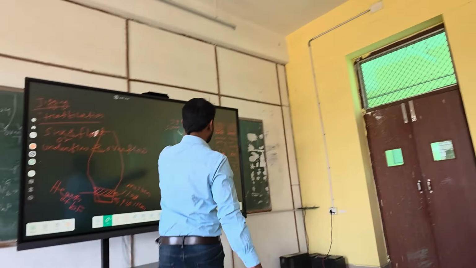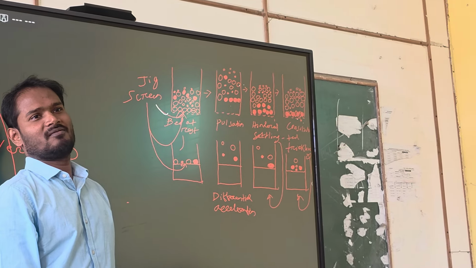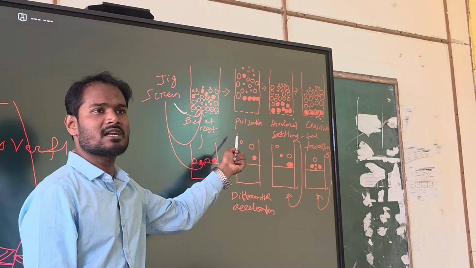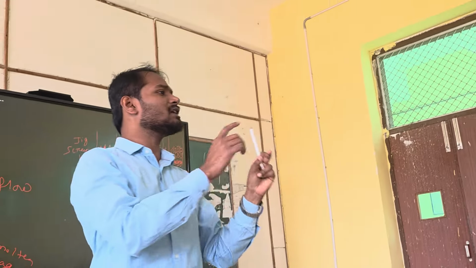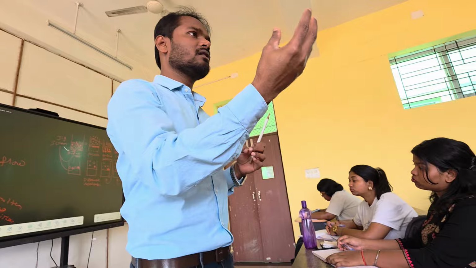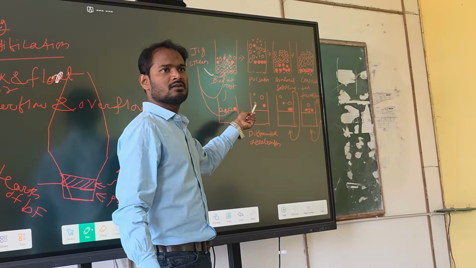So you can see what is happening here. Just see, the denser mineral is going down. You understand my point? So that is actually differential acceleration. Differential acceleration means each particle will accelerate at a different rate. The particles which are heavy or denser will accelerate at a faster rate. They will come down. That's why you can see the heavy particles are at the bottom now. So this is called differential acceleration.